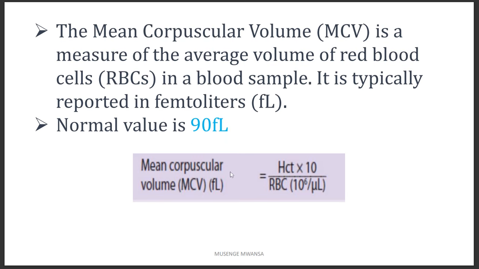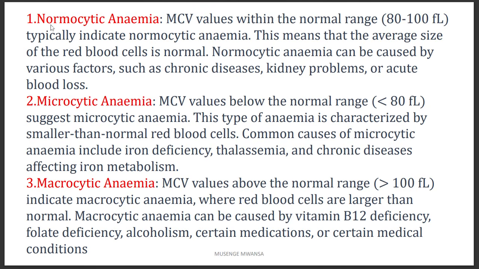How do you find the mean corpuscular volume? It is hematocrit, that is the amount of red blood cells in a blood sample, times 10 divided by the red blood cell count. So what if I have a normal value of the mean corpuscular volume? If a red blood cell has got a normal volume, that is called normocytic. If a red blood cell has got a smaller volume, less than 80 femtoliters, that is microcytic. A bigger volume, greater than 100, is called macrocytic.